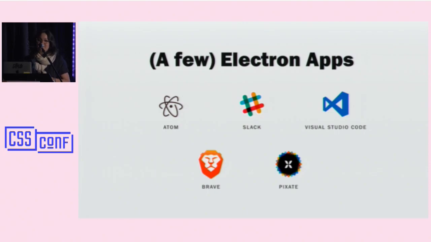We have on the Electron website, which is open source, a page for anyone who wants to add their Electron app to that page. They just make a pull request and they add their app. There's something like 200 apps on that page now.